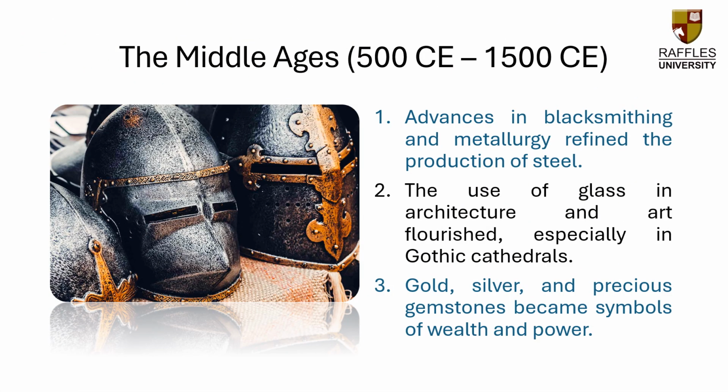Then we have the Middle Age. Middle Age ranges between 500 CE to 1500 CE. So in this we have the advances that were made in blacksmithing, metallurgy, refining, production of steel, and use of glass in architecture that flourished, especially in Gothic cathedrals. Gold, silver, and precious gemstones became symbols of wealth and power.